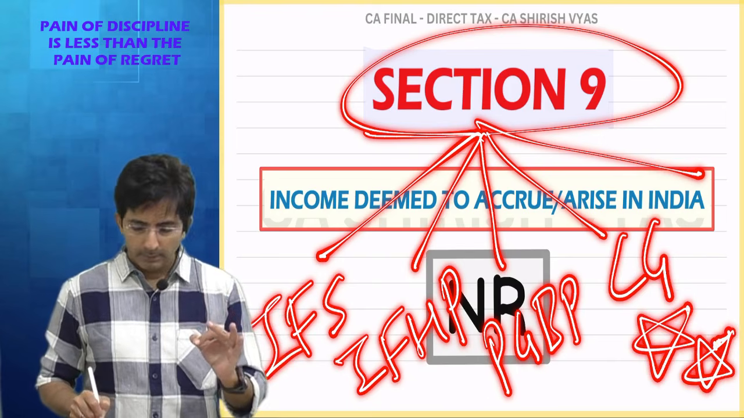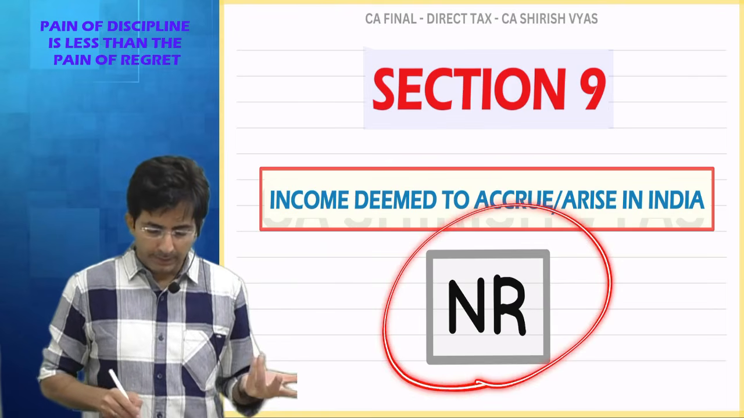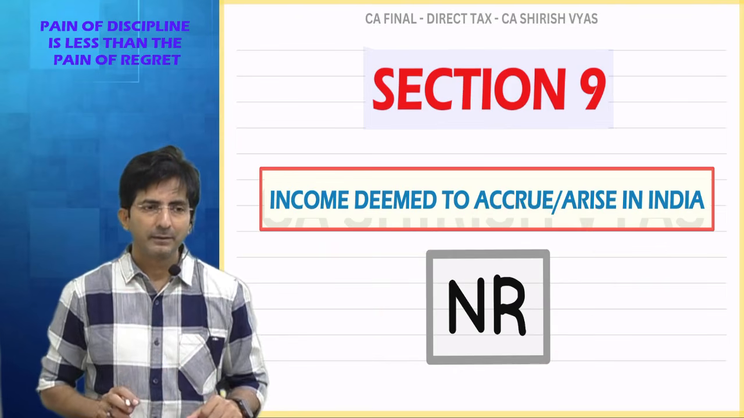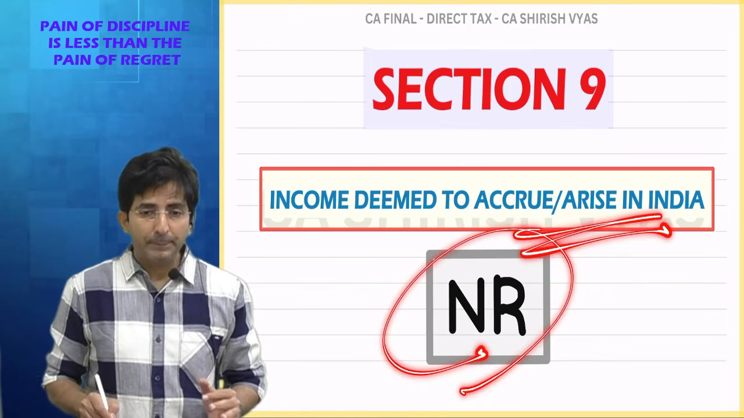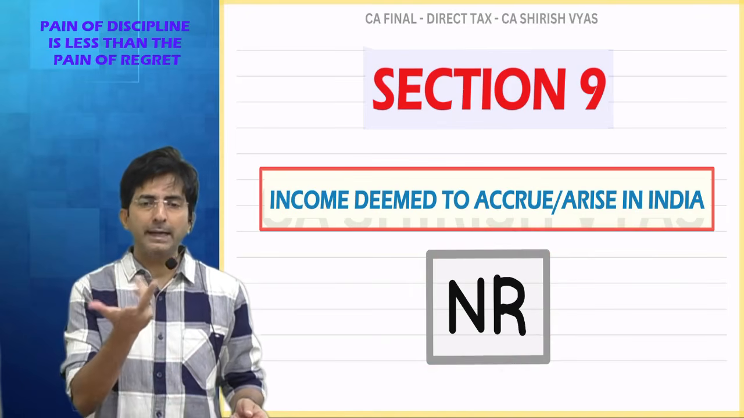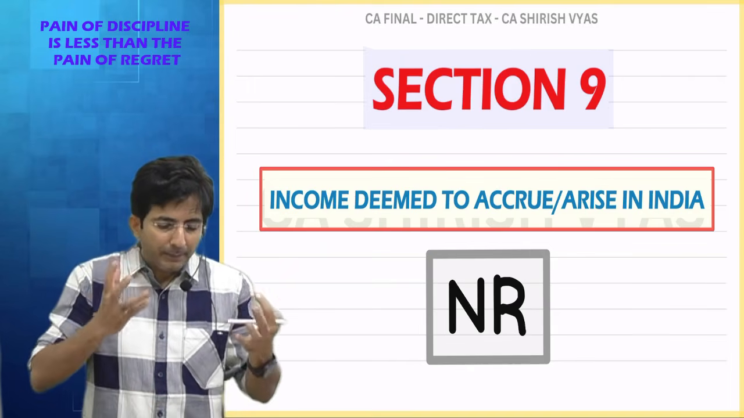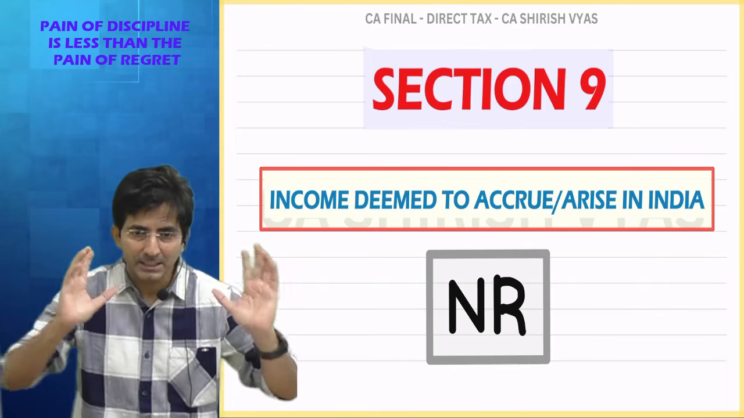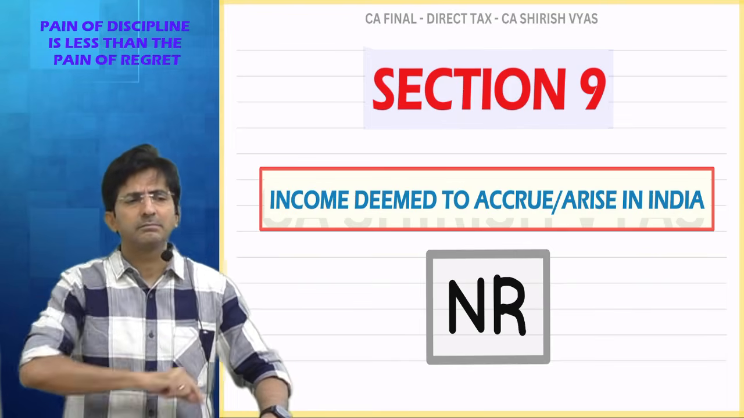Basically in capital gain, what do I have to explain? For an NR, when will capital gain be said to accrue in India? You tell me. Accrual of capital gain depends upon what? The location of the asset. Capital gain comes from the capital asset. Only assets generate capital gain, correct? So the location of the asset matters.